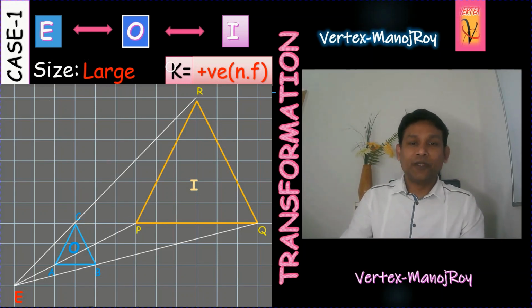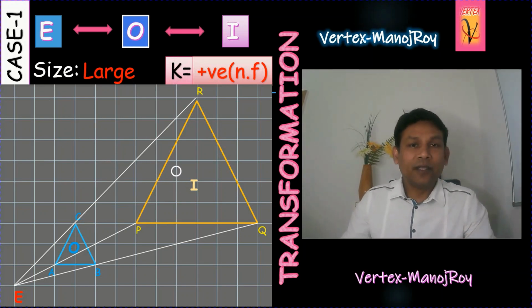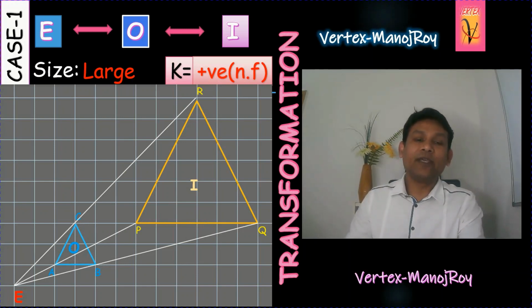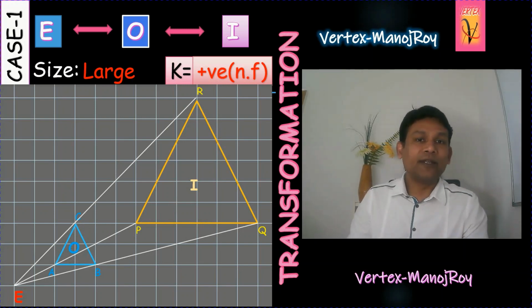So that's why we have k positive. And if I want to find the matrix for this, what's the formula? The scale factor formula is image distance divided by object distance. Now, image distance is 1, 2, 3, 4, 5, 6 and object distance is 1, 2. 6 upon 2 is what? 3. When the scale factor is 3, what is the matrix for the transformation?